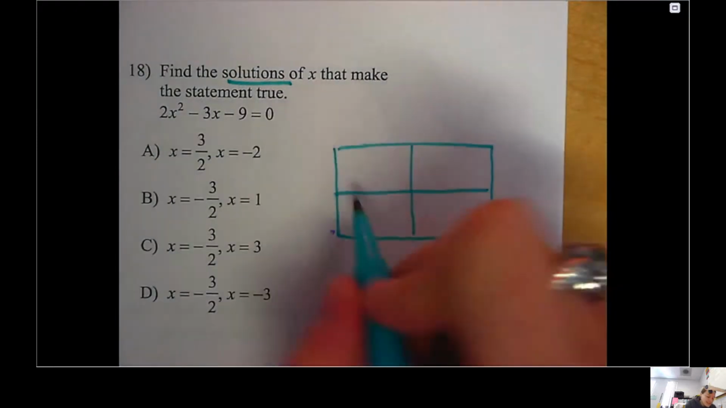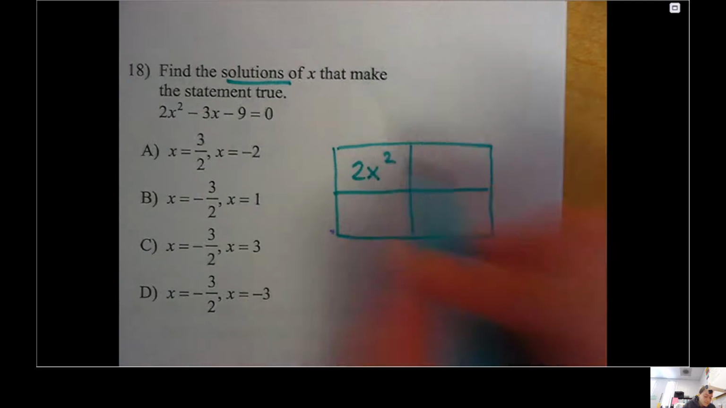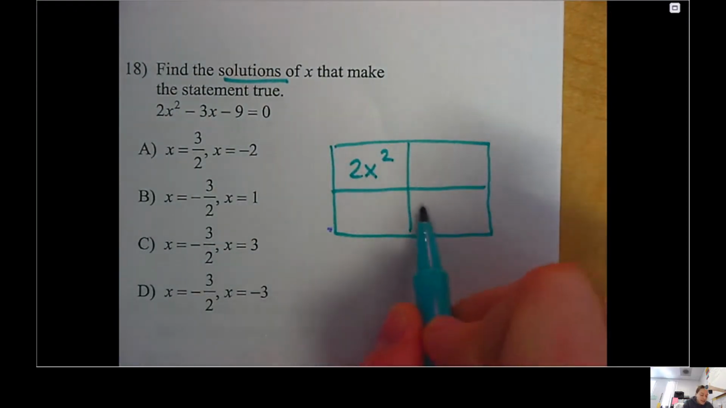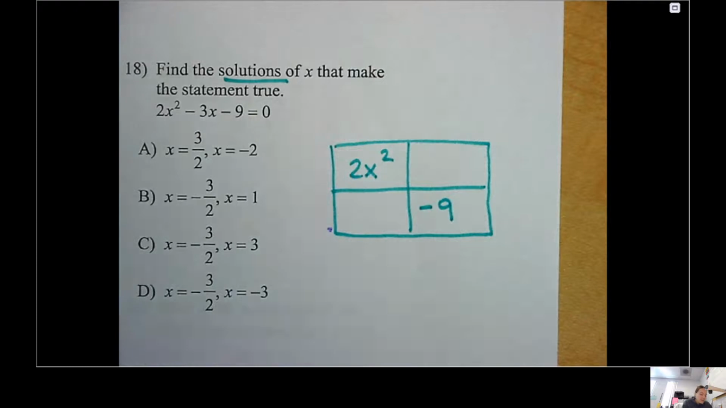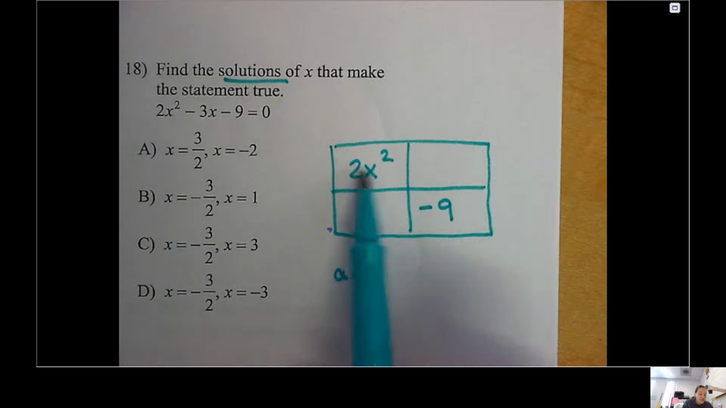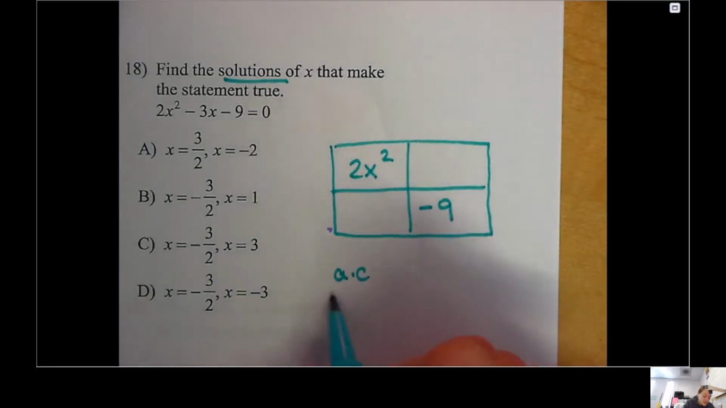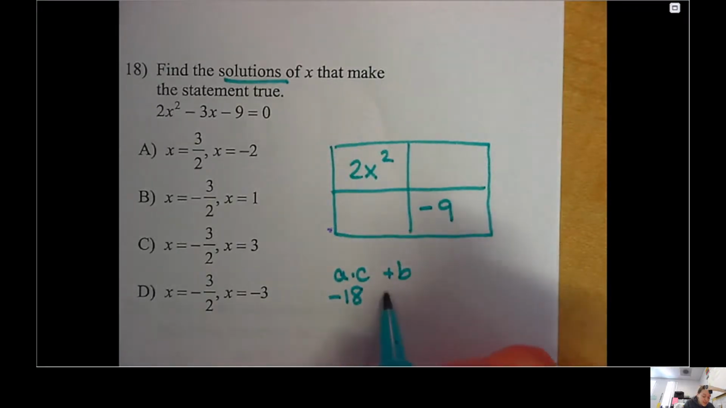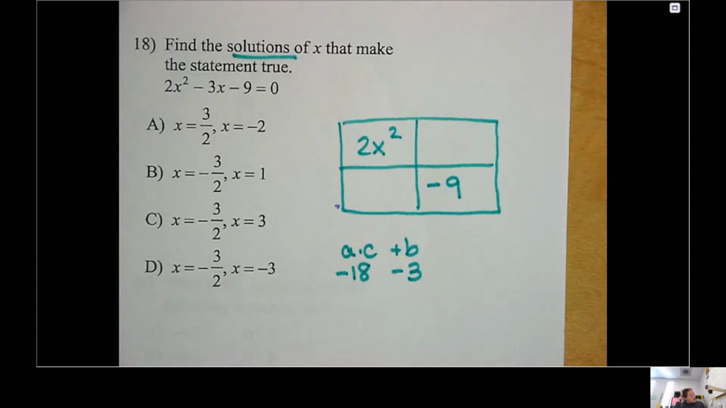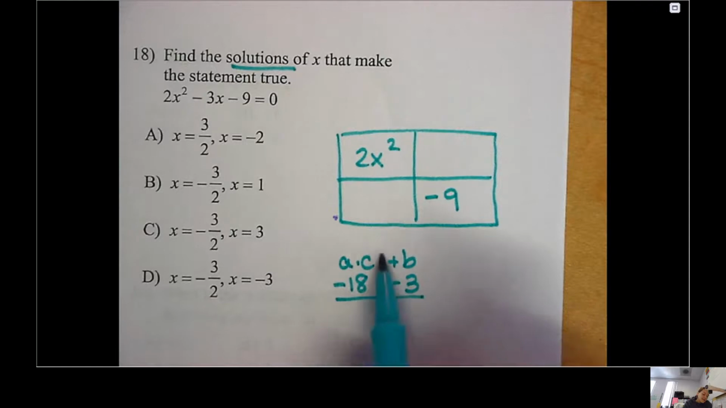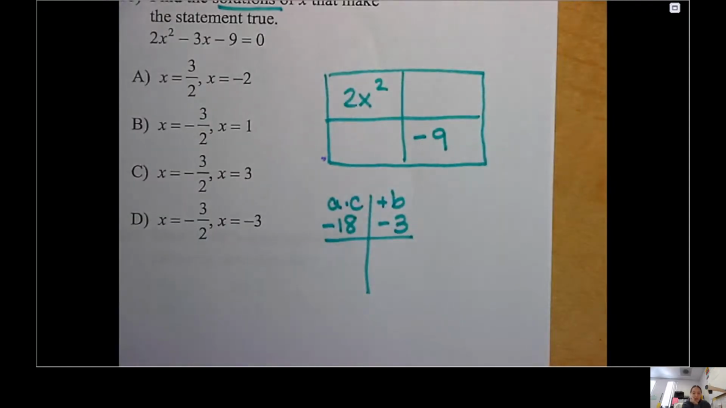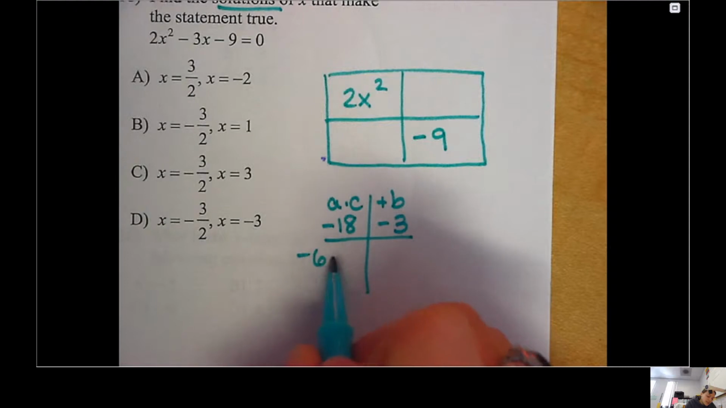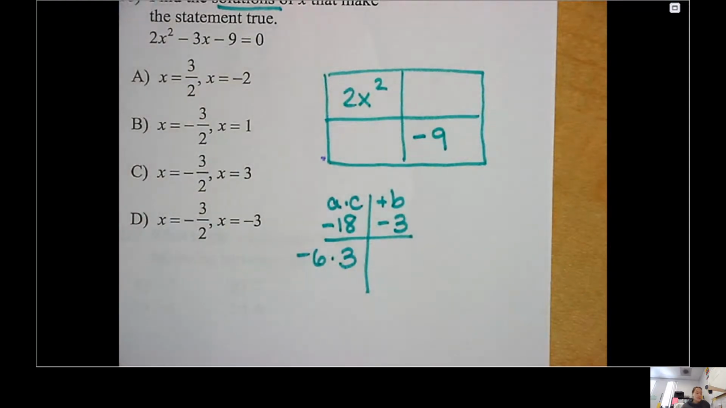So first term is 2x squared. Diagonal is -9. I have to come up with two numbers that multiply to be a times c. So 2 times -9 gives me -18. And it has to add up to be my b value, which is -3. So two numbers that multiply to give me -18 but add up to be -3. So one of them has to be negative, and the bigger one has to be negative. So that would be a -6 and a +3. Does that work? Yes, it does.